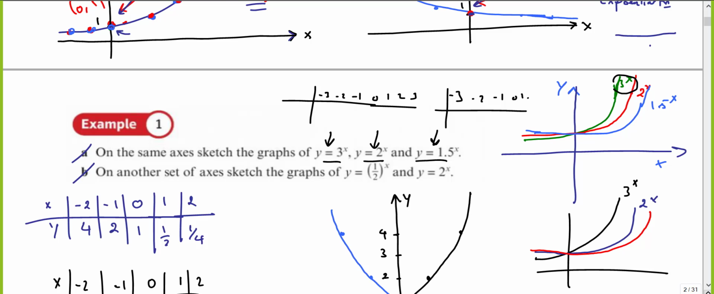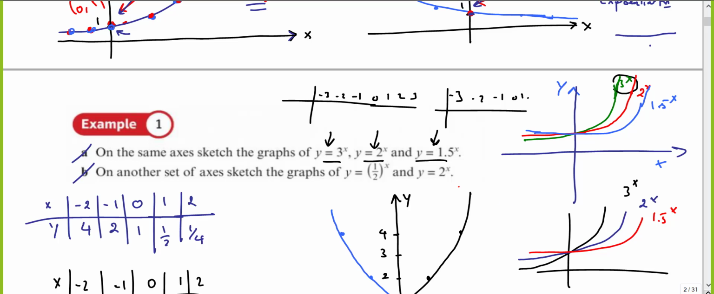Okay. Of course it should be done more properly. You should do it more properly like this. This is 3 power x. 2 power x. 1.5 power x. Clear? Clear.